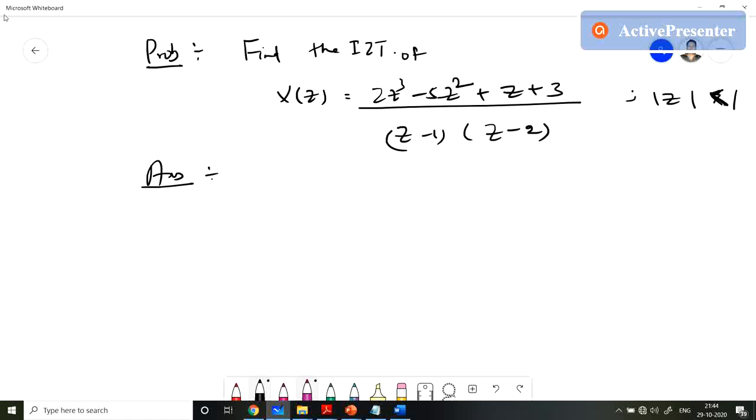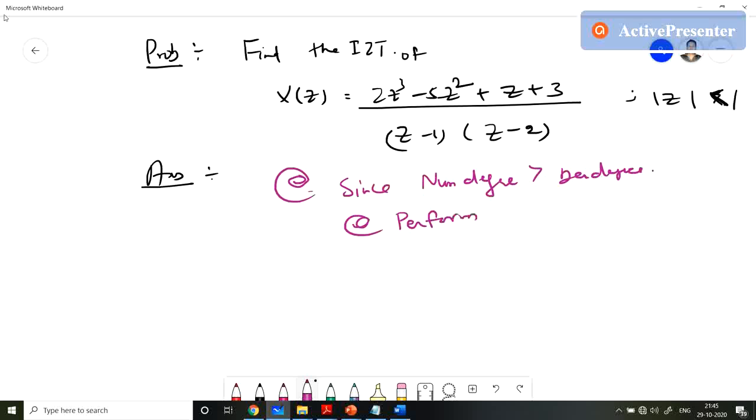So how to do this type of problem? First, we have to check whether the degree of the numerator is greater than the denominator or less. Here we can see that the degree of the numerator is higher than the denominator. So first we have to perform the division. Since the numerator degree is greater than the denominator degree, first we are going to perform division.